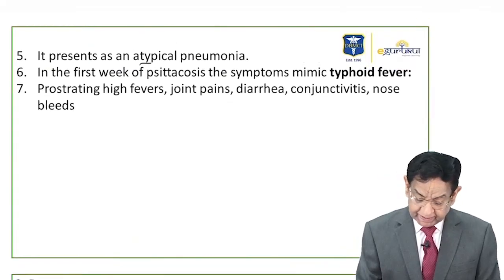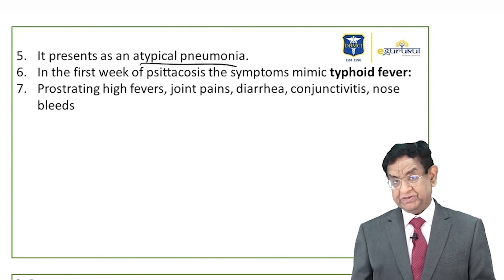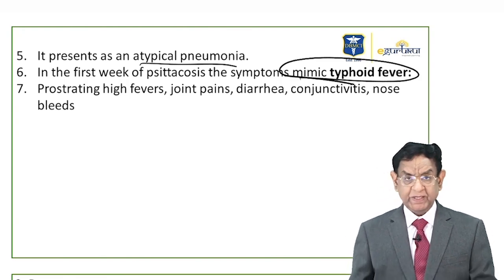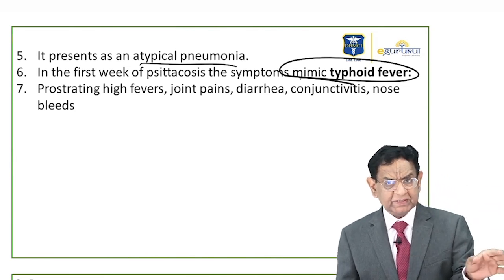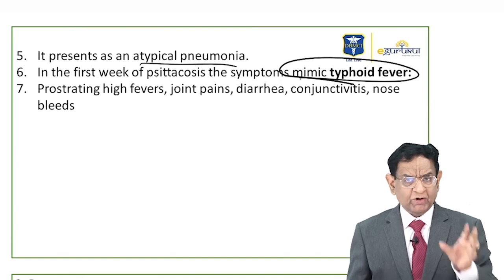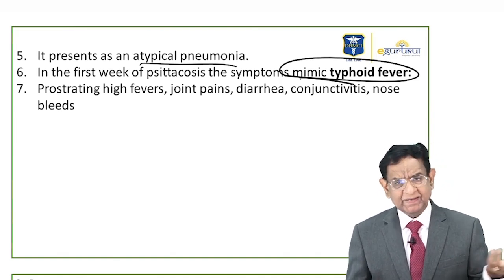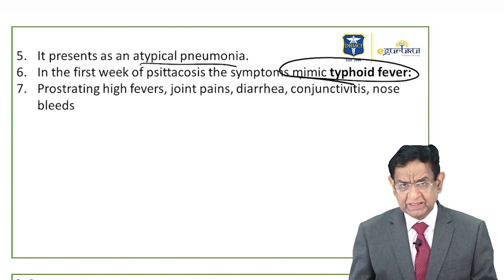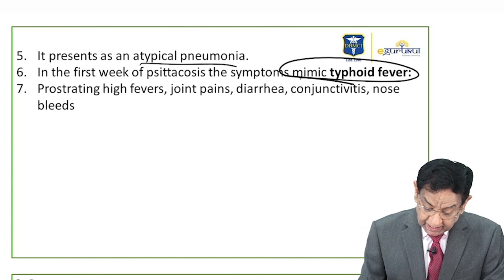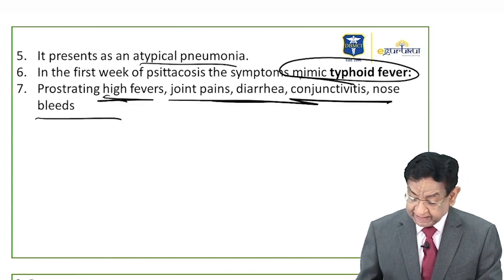Again, it's an atypical pneumonia. And now here's a unique feature: the patient mimics symptoms like typhoid fever. So far, whatever interstitial pneumonias we discussed, they all had flu-like features: fever, pain, joint pains. But here it is mimicking typhoid, something unique. What is this? High-grade fever, joint pain, diarrhea, conjunctivitis, nosebleed.